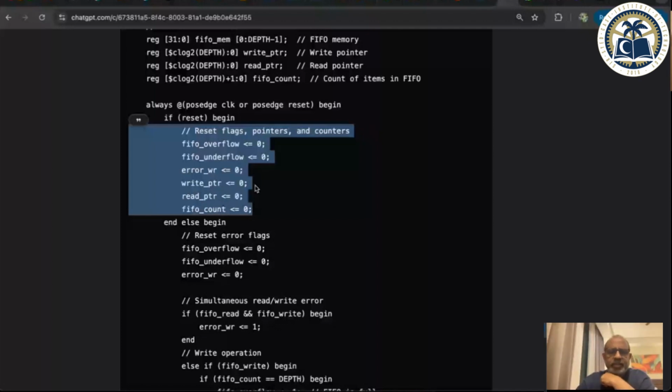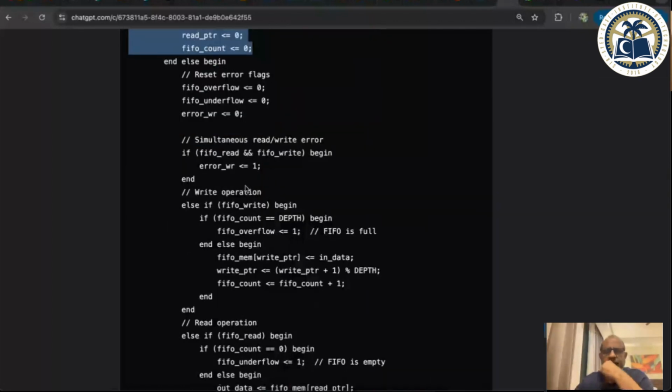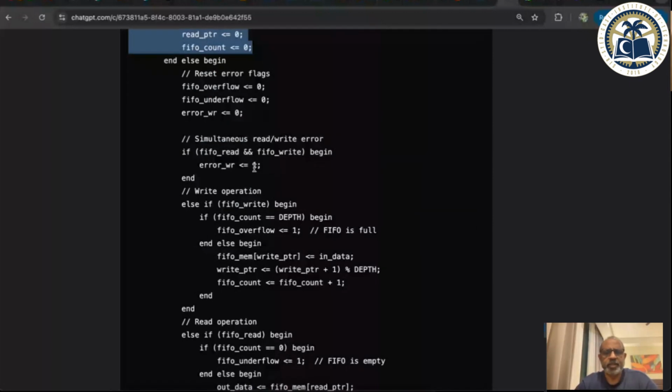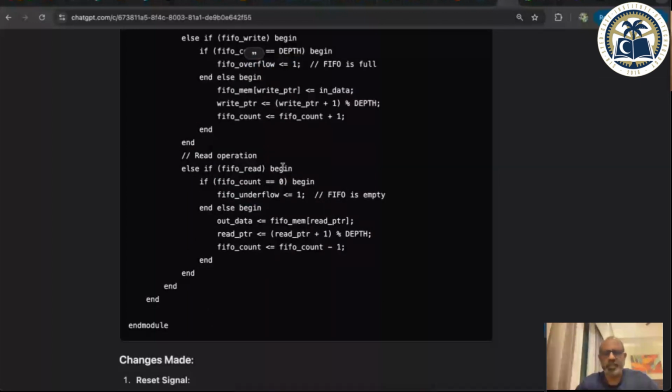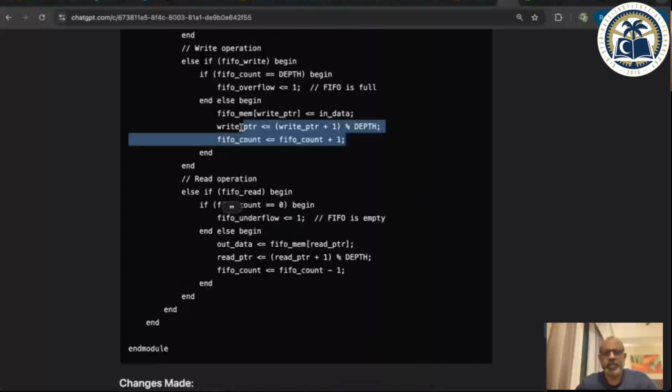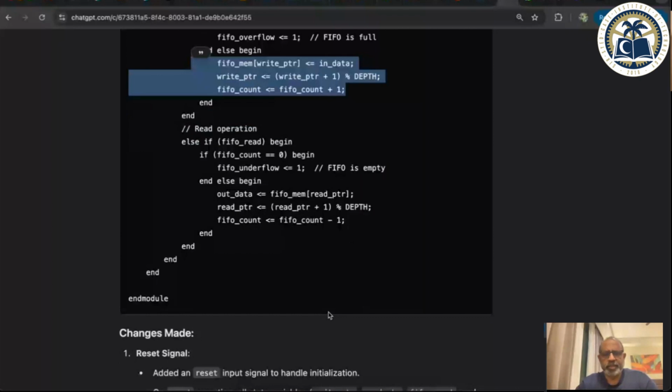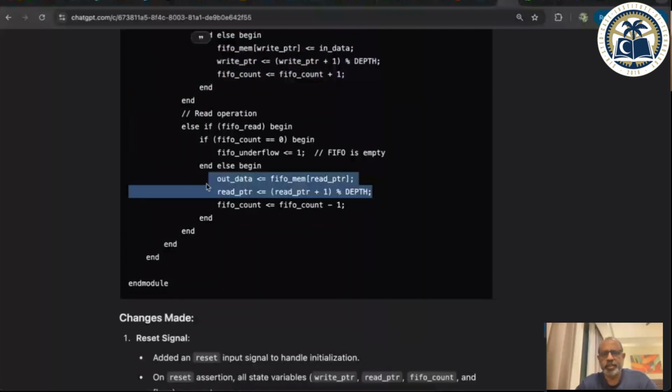Similarly, if you have read and write at the same time, it is going to generate an error. If you are writing and the FIFO is already full, it is going to generate an overflow error. If you are reading and the FIFO is empty, it is again going to generate an underflow error. Otherwise, it is going to write, increment the write pointer, and do the count plus plus. It is also reading, writing, and doing the modulo depth. I think it has also done the modulo when incrementing the pointer.